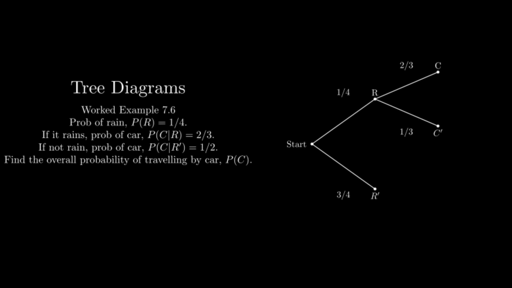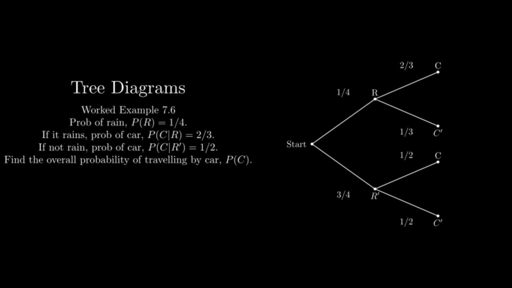The problem states that if it rains, the probability of her taking the car is 2/3. So from the R node, we draw a branch for C with probability 2/3. The other possibility is not taking the car, so that branch will have a probability of 1 minus 2/3, which is 1/3. Now let's do the same for the not rain branch.